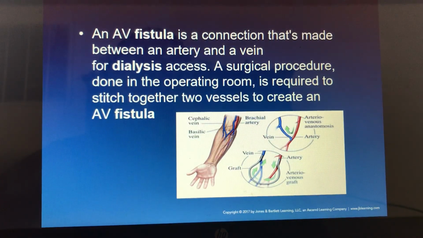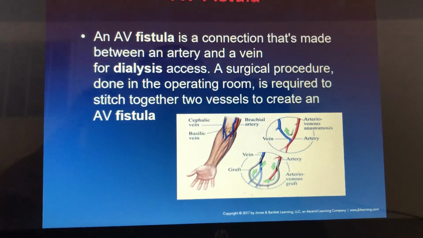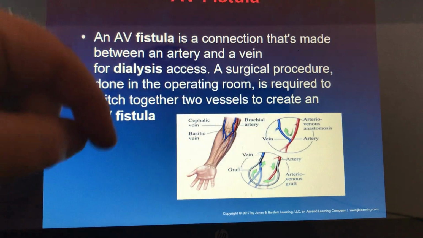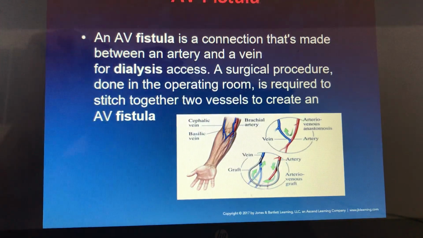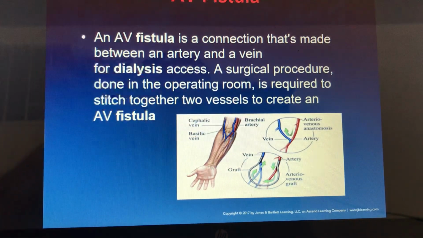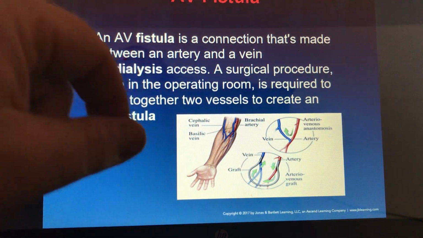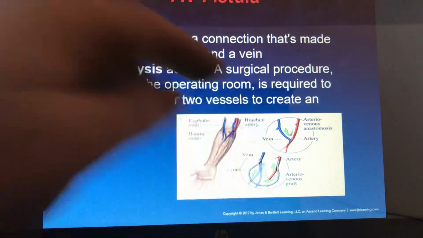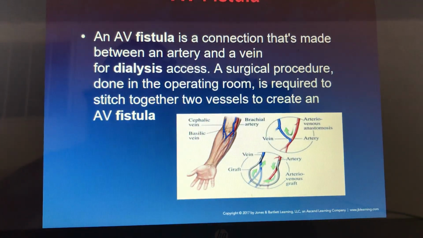So an AV fistula is basically going to take an artery and a vein, AV, artery, vein, fistula, and they put them together. Now, they can do it 2 ways. Either way, it's still a surgical process. They can literally take a vein, cut it, and stitch it into an artery itself, or they can put a graft in. The graft is like a plastic tubing that goes in, and then it will be placed under the skin.